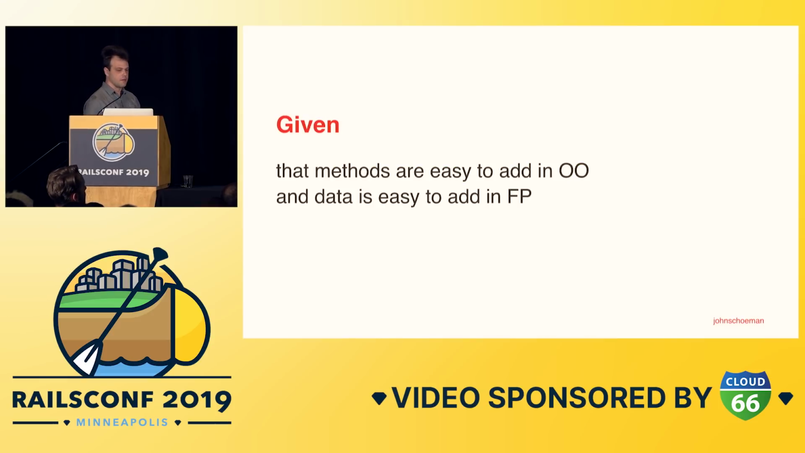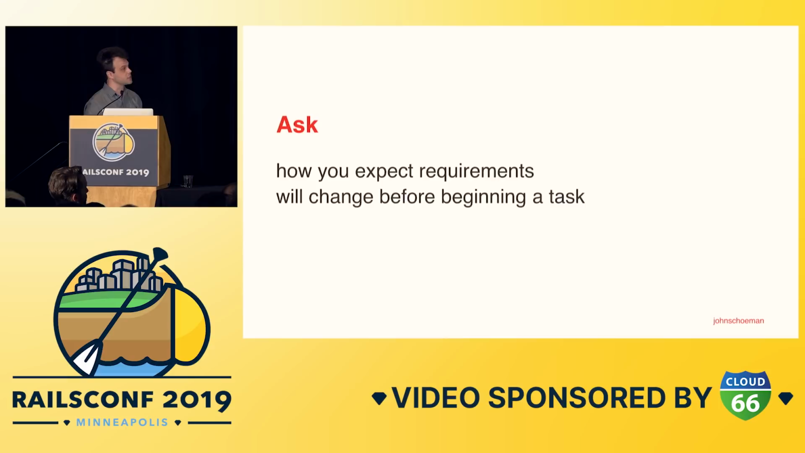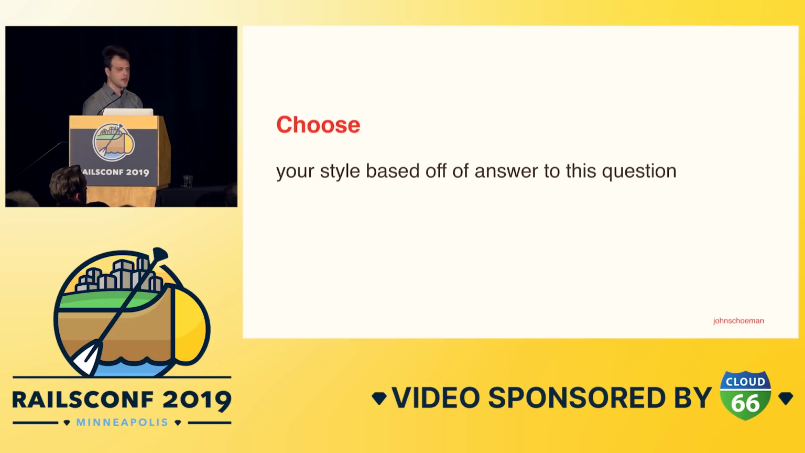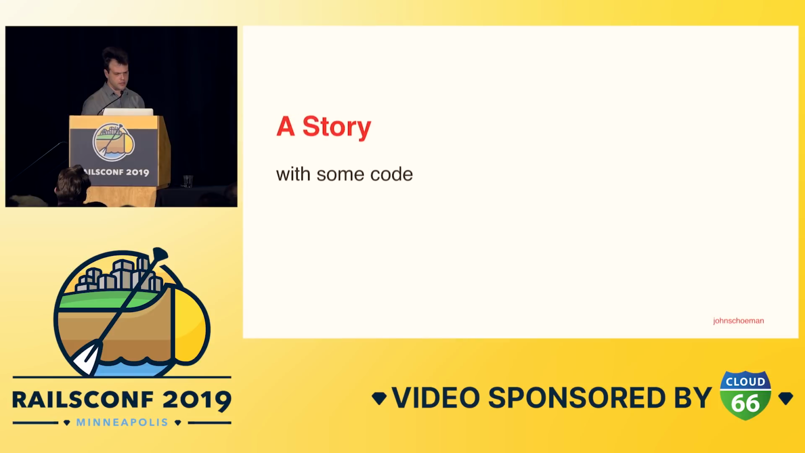So given that methods are easy to add in object-oriented programming, whereas data is easy to add in functional programming, we should ask how we expect requirements to change before beginning a given task. Specifically, we should ask that question based off of the context of our business, whatever problem we're trying to solve, whatever value we're trying to add, particularly considering what users might want in the future, even though that's a hard question to answer. If we do that and then choose our style based off of what we think there, a lot of good things will happen. That's the recommendation.